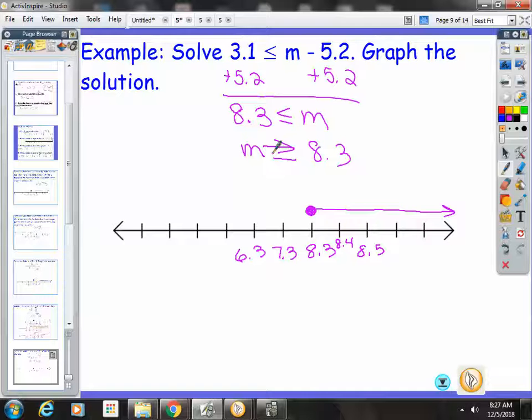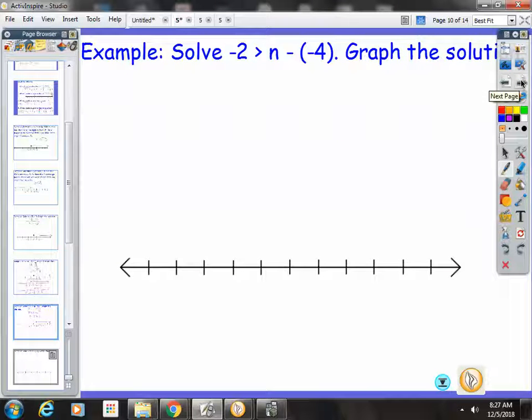I've got a couple more here. Oh, this one. -2 is greater than n minus a -4. When you see a minus and a negative, what have we learned that we should do with those two signs? Change, or add the opposite. I want you to do that right now. Change. So you can think of this problem as -2 is greater than n plus 4.